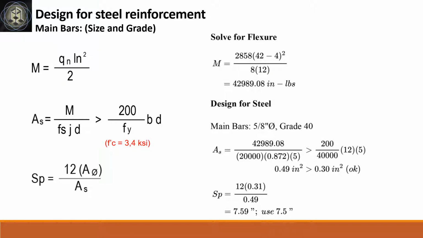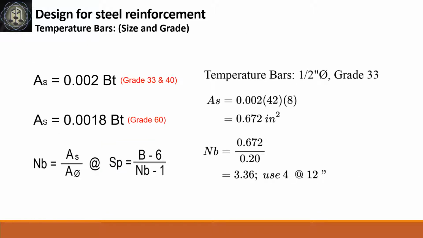Given footing width of 42 inches, 8 inches thick masonry wall, and net soil pressure of 2,858, the moment is 42,989.08 inch-pounds. The area of steel is 0.49 square inch, and the spacing for 5/8-inch diameter bar is 7.5 inches. The area of steel for temperature bar is 0.672 square inch. The number of bars for half-inch diameter is 4.